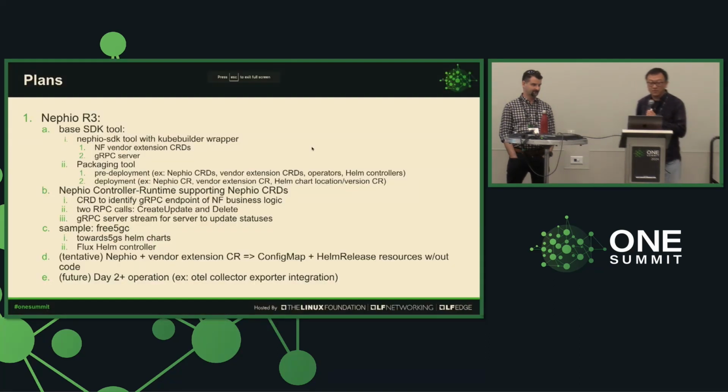So OK, for R3, what is our plan for the SDK? The SDK tool itself, which at this point is a Kubernetes wrapper, allows you to write your own vendor extension CLs. It should, hopefully, generate a gRPC server on the back end, so that the runtime will be able to talk to whoever your back end is. It's also a packaging tool: your pre-deployment CLs and your actual deployment CLs would be bundled into 2 different separate packages, and you can point to a particular Git repo for you to actually upload.